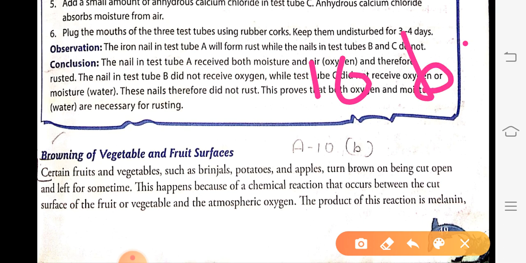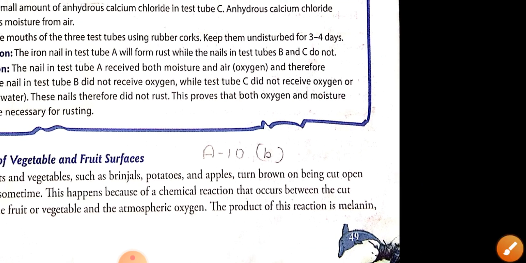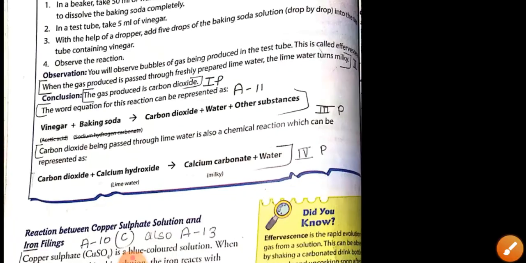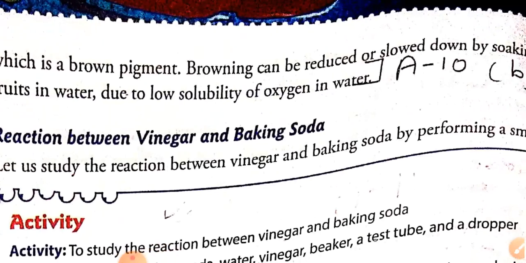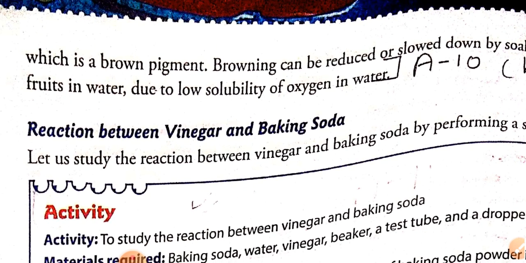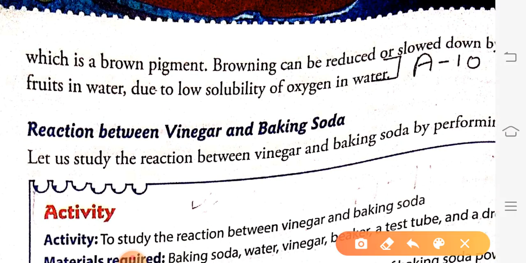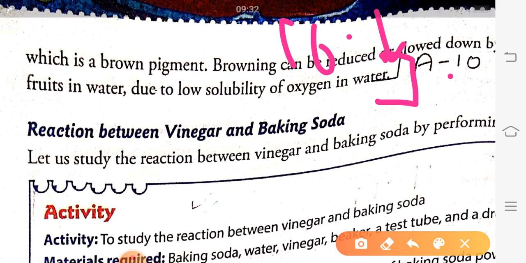Answer, B part. Certain fruits and vegetables such as brinjal, potatoes and apple turn brown on being cut open and left for some time. This happens because of a chemical reaction between the surface of the fruit or vegetable and atmospheric oxygen. The product of the reaction is melanin, which is a brown pigment. Browning can be reduced or slowed down by soaking fruits in water due to the solubility of oxygen in water. This is answer number 10, B part.